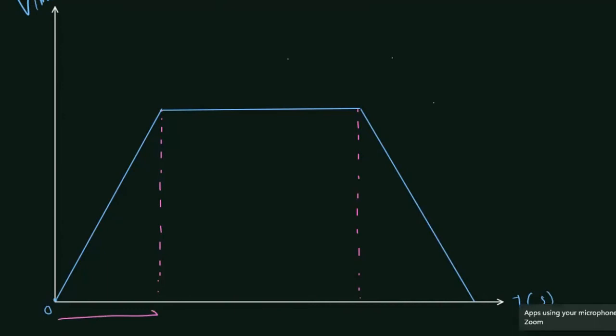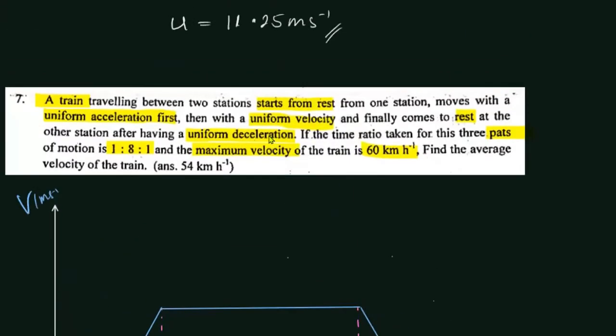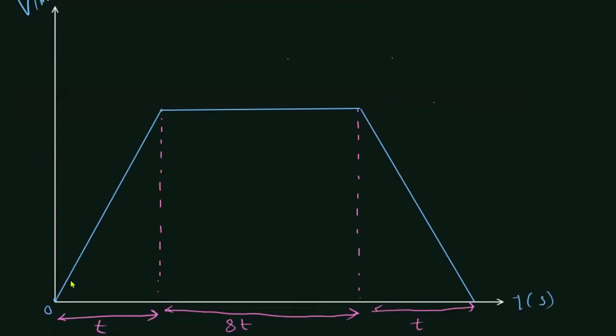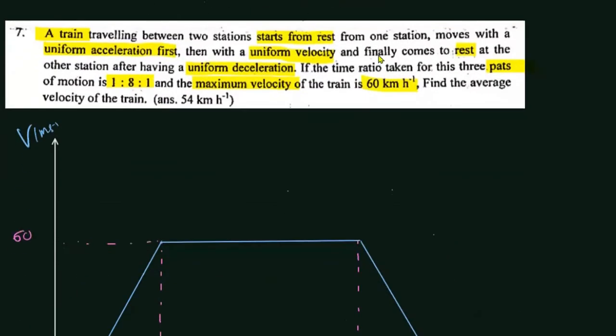So we have to consider this as t, and then this is going to be 8t, and then this will be once again t. And then they have also commented on the maximum velocity the train reaches. As time increases its velocity keeps on increasing, but the maximum velocity that it reaches is 60 kilometers per hour.